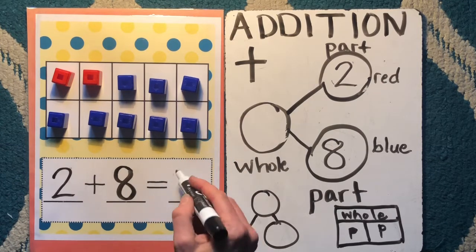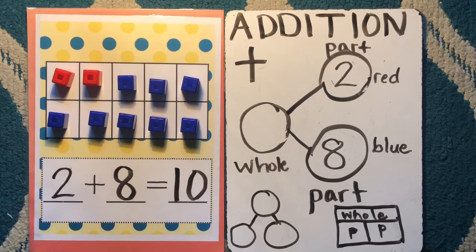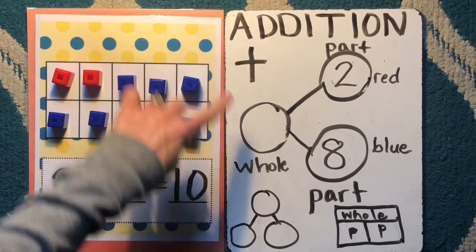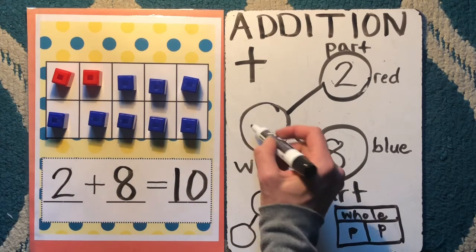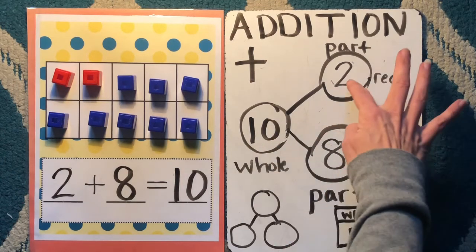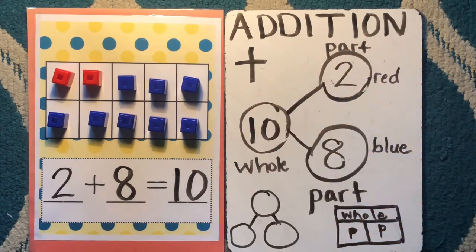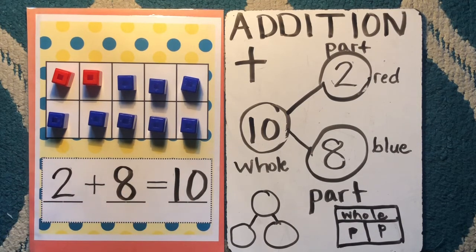10. Oh, whoops, I should have known that without counting. Do you know why? Yeah, this is a tens frame, so I know if it's full, it has 10. Exactly. All right, so 10 is our whole. I'm going to put that into our number bond. 2 and 8 go together to make 10. 2 plus 8 equals 10.